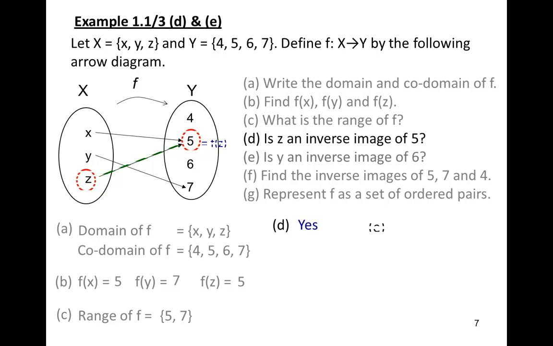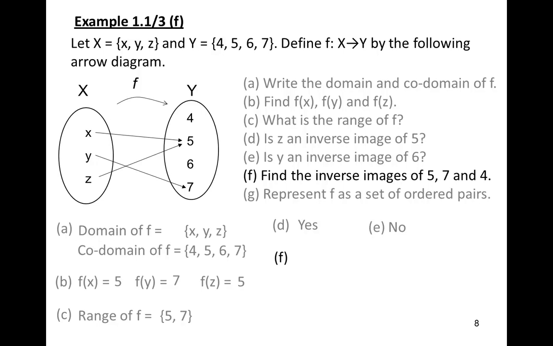Part E. Is Y an inverse image of 6? Let's focus on the output 6. There is no arrow that is pointing to the output 6 at all. This means that we cannot find an input Y such that f of Y is equal to 6. Hence, the answer is no. Y is not the inverse image of 6.